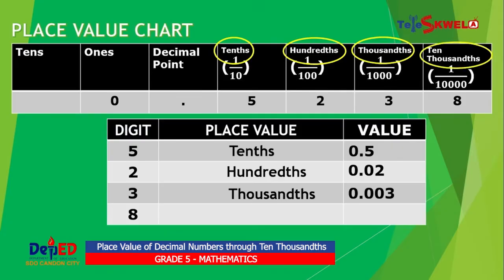Our last digit is 8, which is in the 10,000ths column, having the value of 1/10,000. To get a value of 8, we copy the decimal point in its original position, change 5, 2, and 3 into 0, 0, 0, then multiply 1 in 1/10,000 and 8. The steps give us 0.0008 or 8/10,000ths.